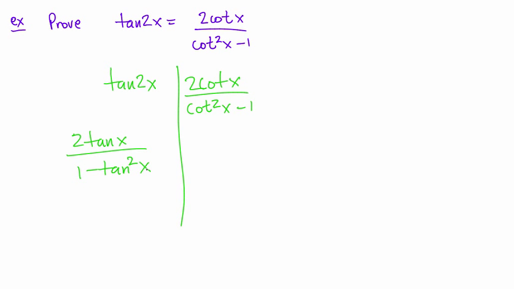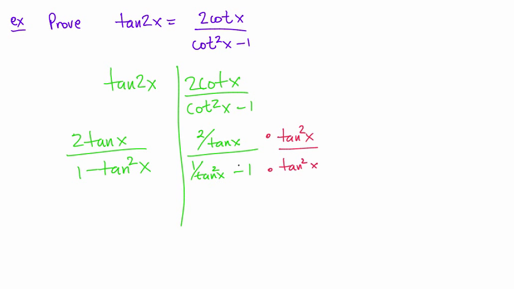I'm just going to change everything to tangents, and the reason that I'm going to choose tangents is because look at the left-hand side, it's all in tangents. So the top is 2 over tan x, and the denominator is 1 over tan squared x minus 1, and I don't like having denominators or fractions within fractions, so I'm going to multiply by 1, and my special form of 1 is going to look like tan squared x over tan squared x.